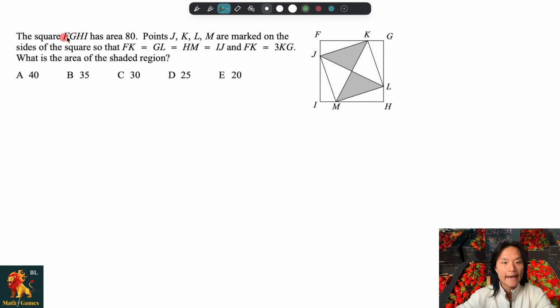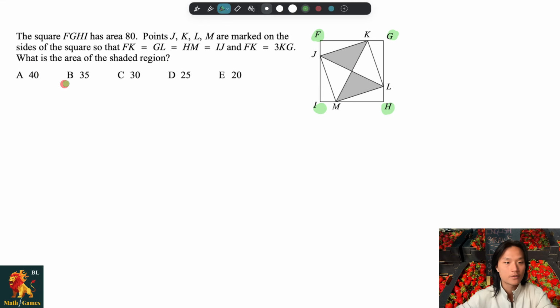The square FGHI has area 80. So this is our square FGHI. The points J, K, L, M are marked on the sides of the square so that FK equals GL equals HM equals IJ, and FK equals 3 KG. What is the area of the shaded region?